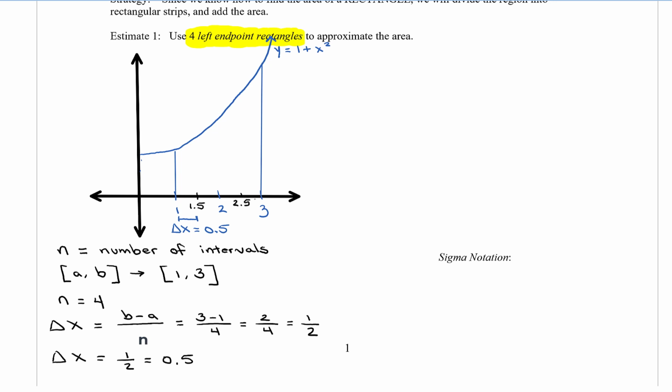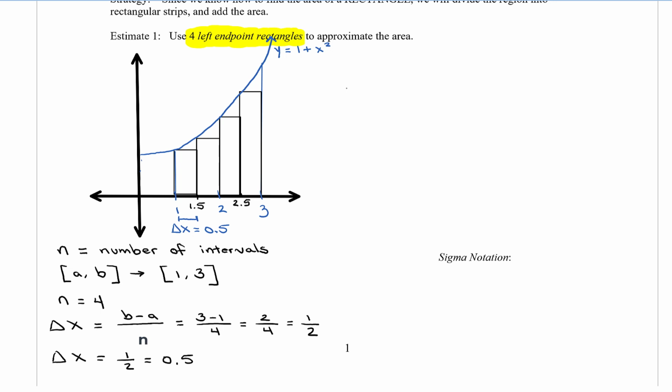So now we're ready to start drawing our rectangles. So we're going to go ahead and do that. Where it says 4 left endpoint rectangles, I'm going to end up drawing my 4 left endpoint rectangles so that each one of the 4 upper left-hand corners of the rectangle lies right on top of the graph of y equals 1 plus x squared.